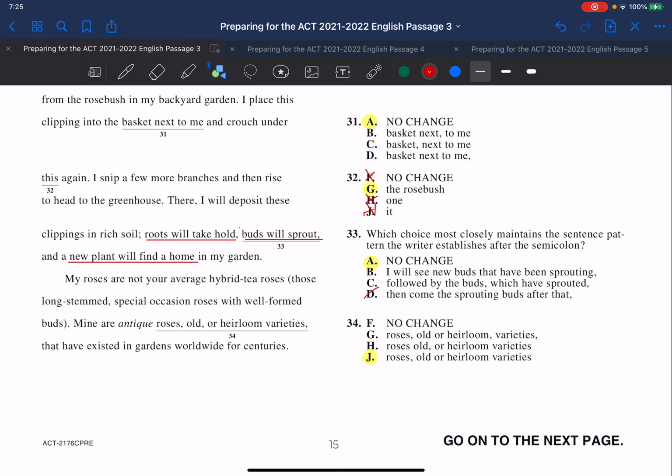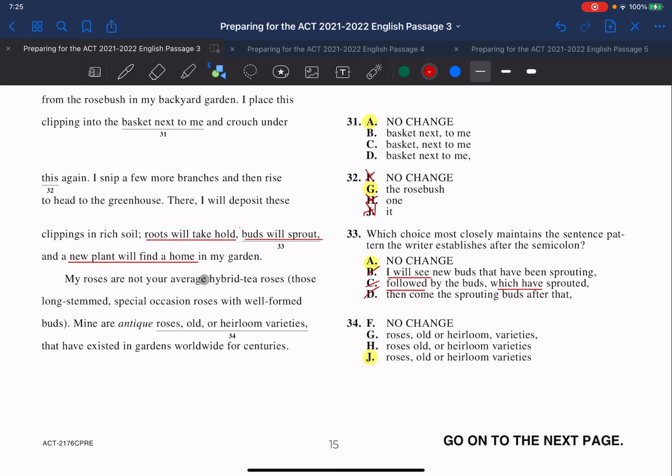Well, letter D is definitely not. That's definitely wordy. We can collapse all that down to just "buds will sprout." Now, letter C is also wordy because it says "followed by the buds which have sprouted." Because we mentioned buds, but then it says "followed by... which have." That makes it a little bit more wordy than what we want. And then finally, letter B, it says, "I will see new buds that have been sprouting." Again, "I will see," that phrase right there doesn't show up in either of these other two phrases. So that's why no change is the best.